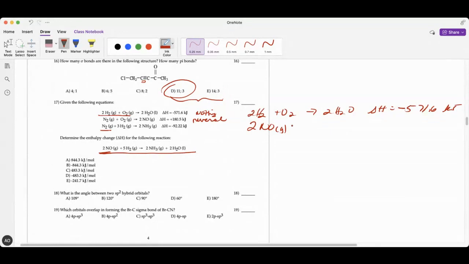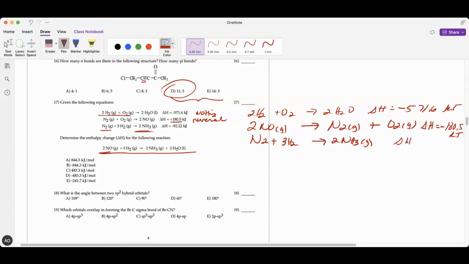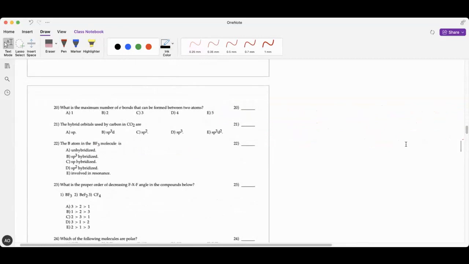So we have 2 nitrogen monoxide gas. That'll give us nitrogen plus oxygen, this one was an easy one. And then I'll just leave this one alone too. So here, delta H, remember I have to change the sign. This is positive, so now it's going to be negative. So it's a negative 180.5 kilojoules. And then I'll just leave this one too, nitrogen plus 3 hydrogens to give 2 ammonias. And I'll just leave delta H alone. That's a negative 92.22 kilojoules.